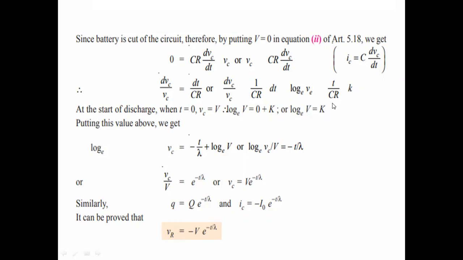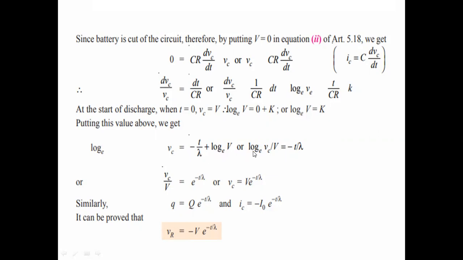We will substitute this K value in this equation again. So putting this value above, we get log_e of Vc is equal to minus t by lambda plus log_e of V. In the place of K we substitute log_e of V.